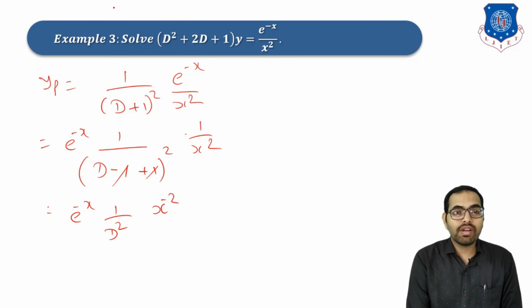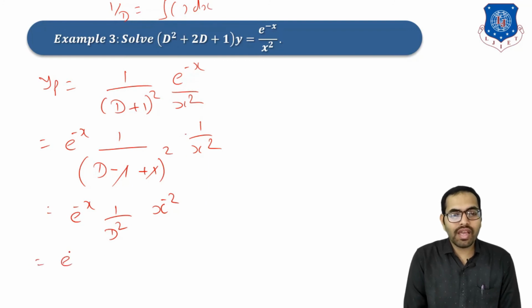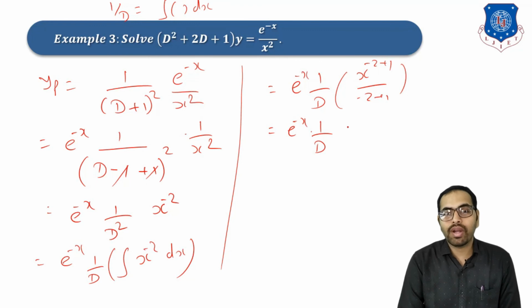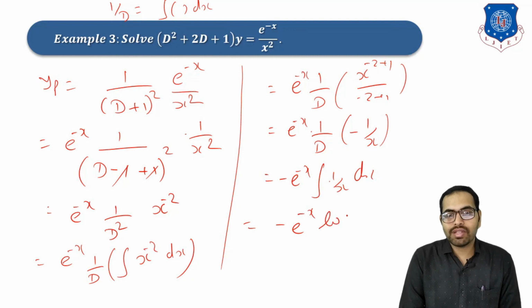You know that whenever our function is 1/D, we apply a single integration of u(x) dx. Here, for 2 times, we apply integration 2 times: 1/D is kept as it is, and integration of x^(−2) dx. Here e^(−x) stays, and 1/D times this is integration, so x^(−2+1)/(−2+1), which is −1/x. Then e^(−x) is kept as it is with 1/D, and it becomes −1/x, since x^(−2+1) is x^(−1). The minus sign is common, then again integration of 1/x dx becomes −e^(−x) log x to the base e. This one is our yp of x.